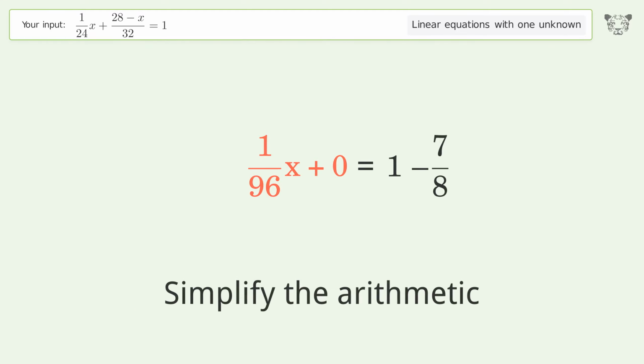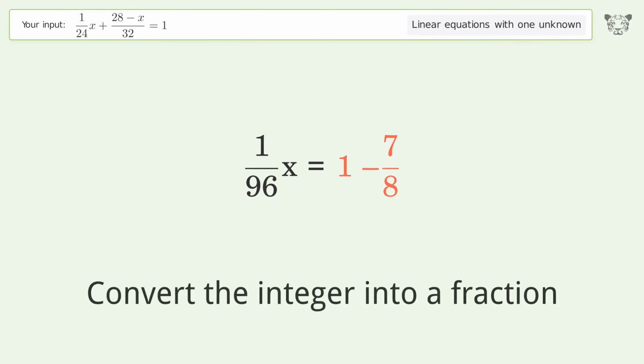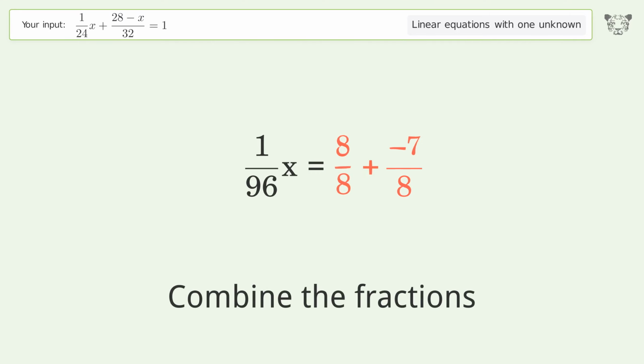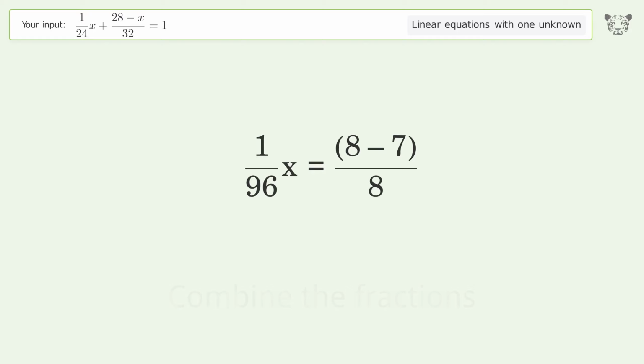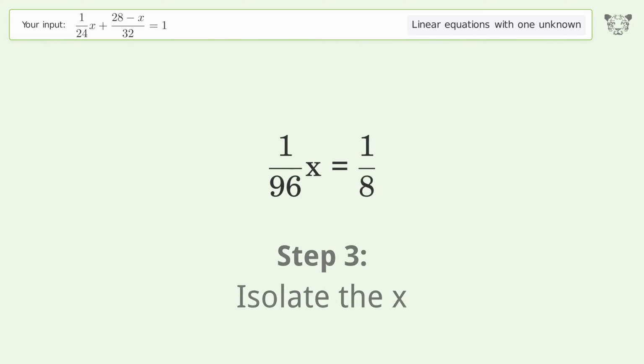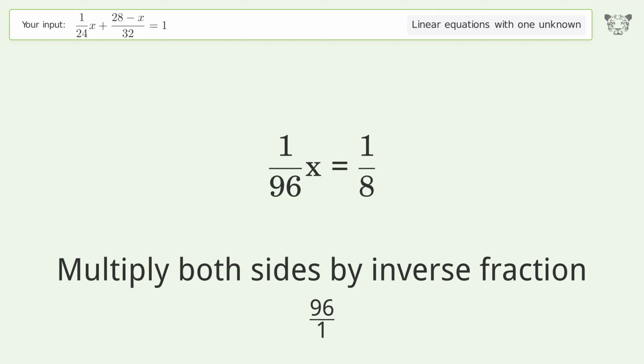Simplify the arithmetic. Convert the integer into a fraction. Combine the fractions. Combine the numerators. Isolate the x. Multiply both sides by inverse fraction 96/1.